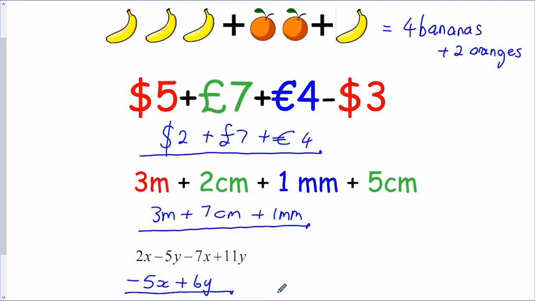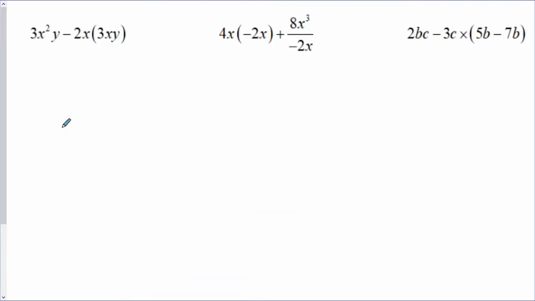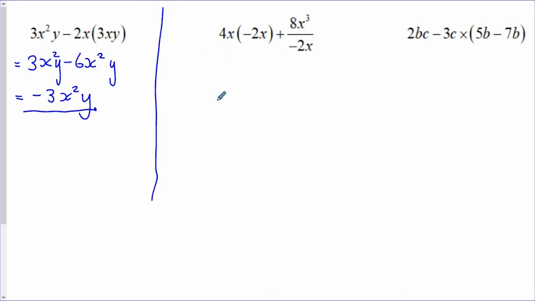They are unlike. Right, let's just do a couple of examples just to finish off here. Don't forget your order of operations. So over here, we've got to do the multiplication first. So this becomes minus 6x squared y. So 3x squared y minus 6, sorry, this is an x squared y, minus 6x squared y. Yes, those are like, so negative 3x squared y. 4x times negative 2x, negative 8x squared.